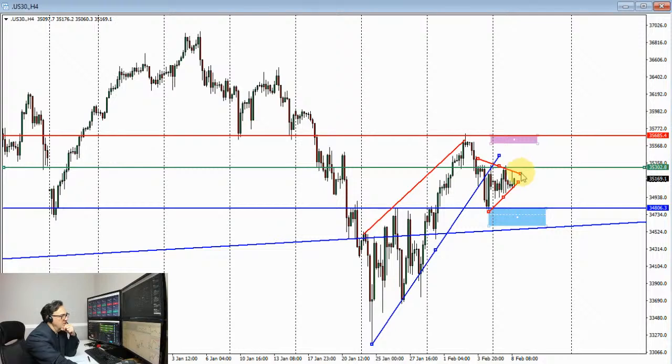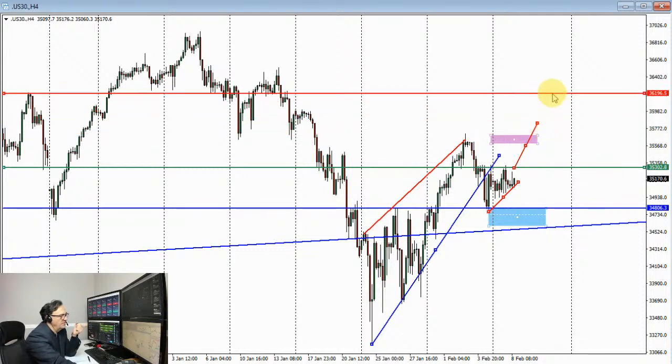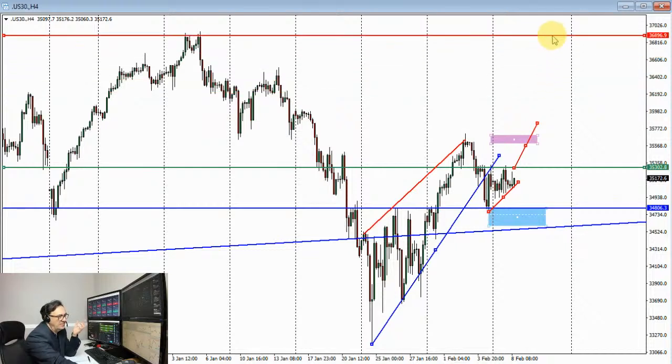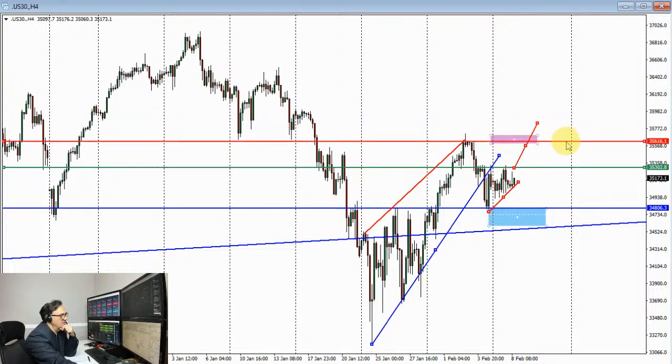So bullish traders are looking to see a breakout above 35,300 with a view to take partial profits at 35,680, 35,700, and then above that we have 36,200, and then this area up here towards 36,900, 37,000.